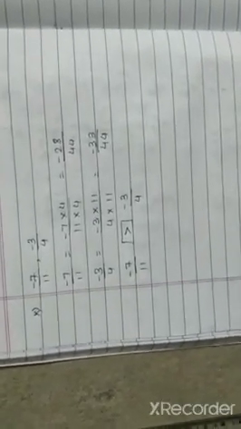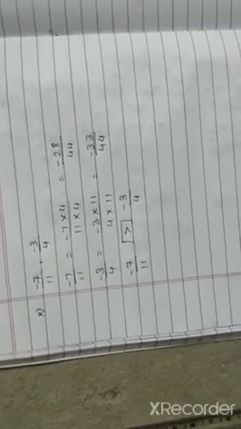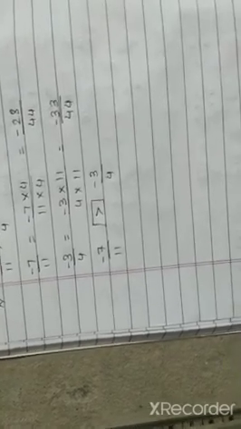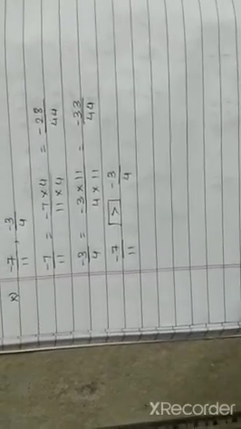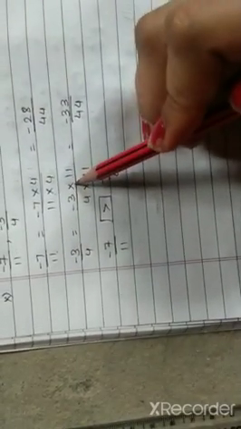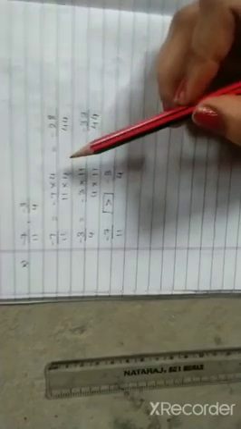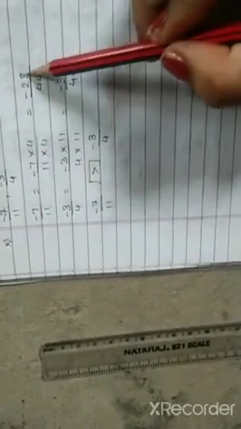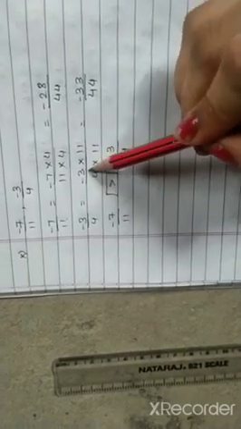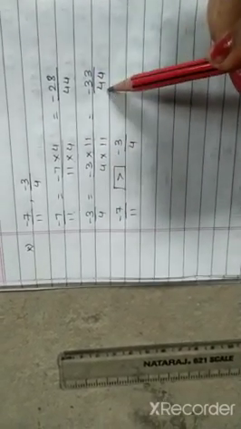Moving to the last sum of this practice set, question number 10: minus 7 upon 11 and minus 3 upon 4. The denominators are 11 and 4, so we need to find the HCF between 11 and 4, which will be 44. 4 elevens are 44 and 11 fours are 44. So multiplying this by 4 and this by 11. On multiplying by 4, we get 7 fours are 28 and 11 fours are 44. On multiplying 3 by 11, we get 3 elevens are 33, 4 elevens are 44.